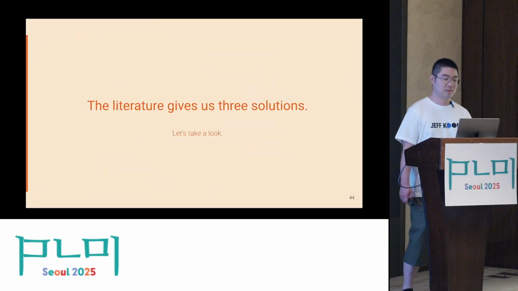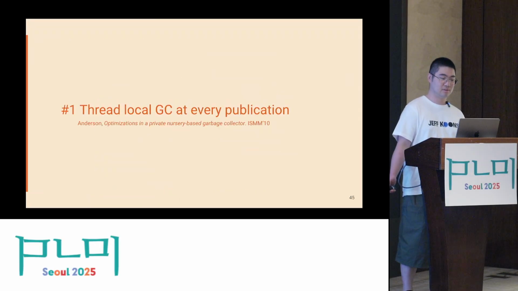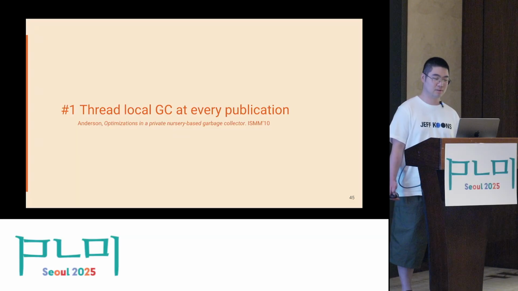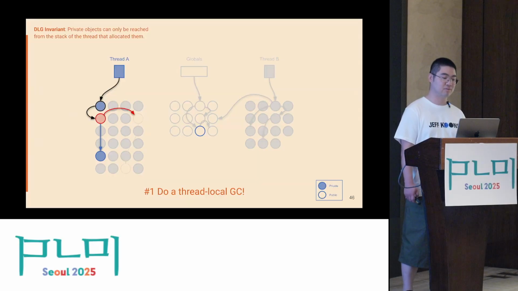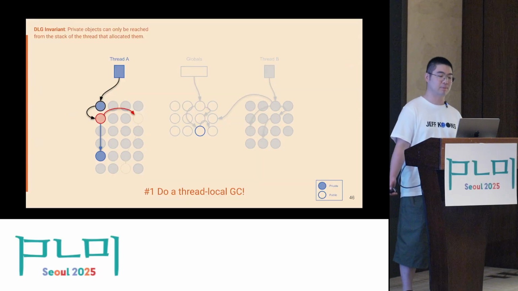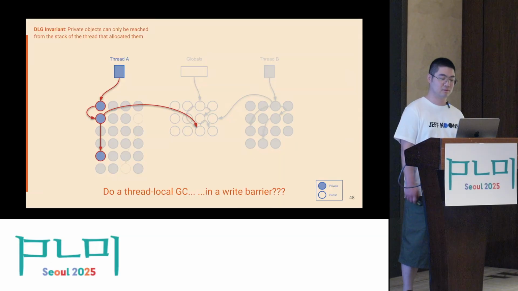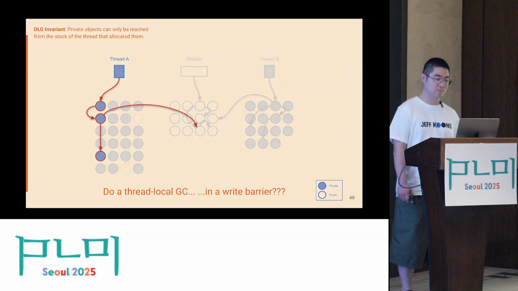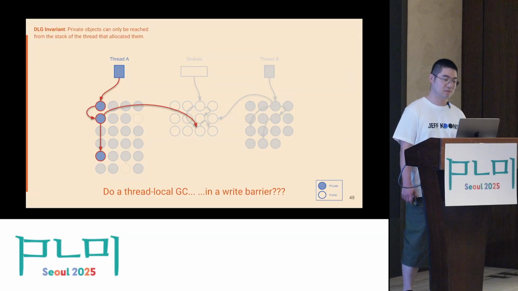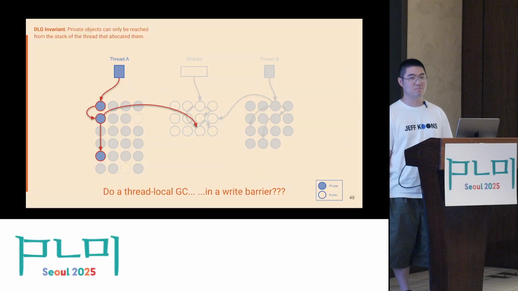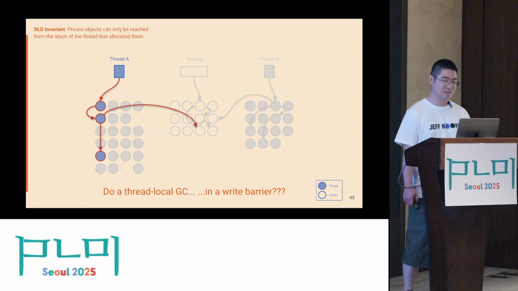So the literature gives us 3 solutions. The first one is just do a thread local GC at every publication, like this. So similarly, after you copy all the objects to the public heap, then just trigger a local GC, which will fix all the pointers. And only after doing that, you install the pointer, right? But remember, we are talking about write barrier. So do a thread local GC in a write barrier. This sounds crazy, because you might end up doing millions of local GCs, right?